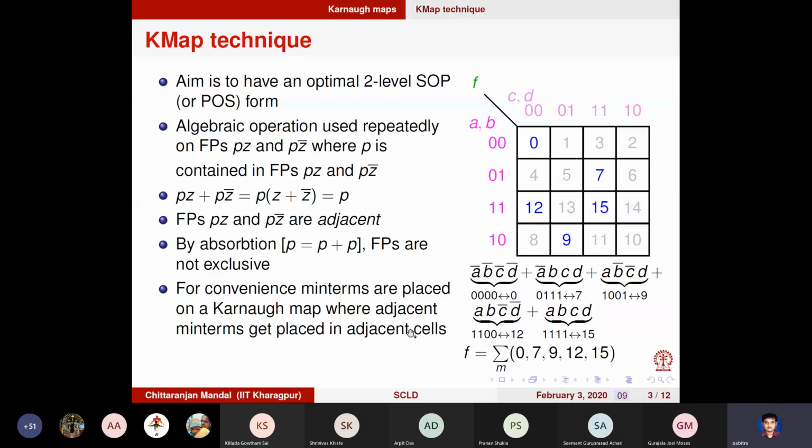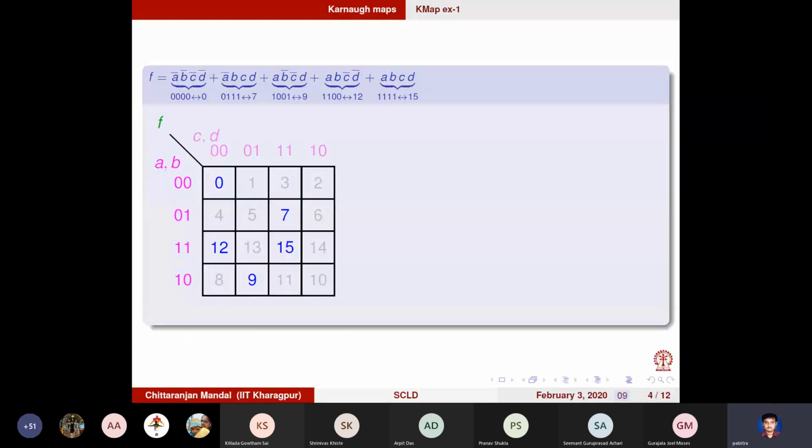So let us quickly look at an example of what we have described. This is a function, which is a sum of products form, so I can express the function as a sum of these minterms. I have marked the true minterms in blue here. And you can see this is a pair of minterms.